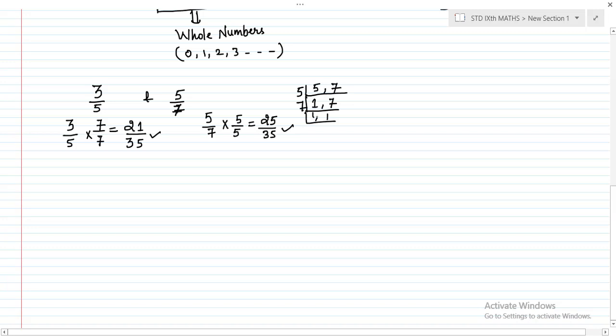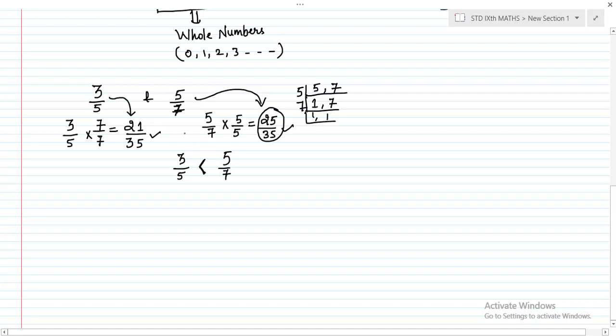Now you can tell better which is greater. Obviously 25 upon 35 is greater, since it has the larger numerator and the denominators are the same. Since 25 upon 35 is the equivalent of 5 upon 7 and 21 upon 35 is the equivalent of 3 upon 5, we can compare and say that 5 upon 7 is greater than 3 upon 5.